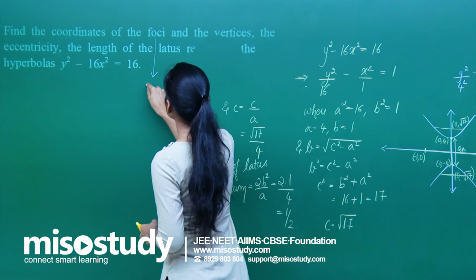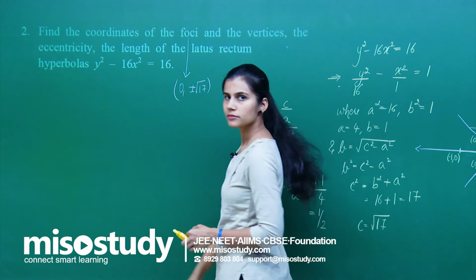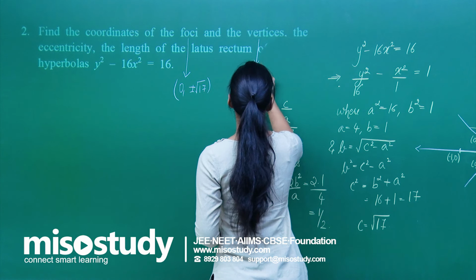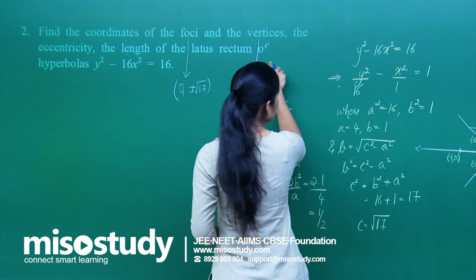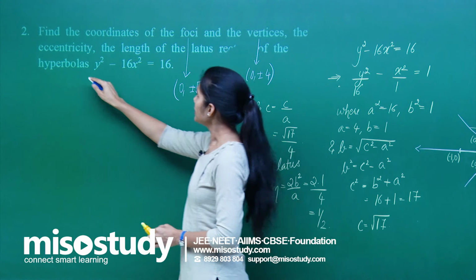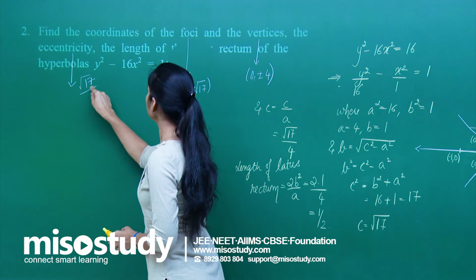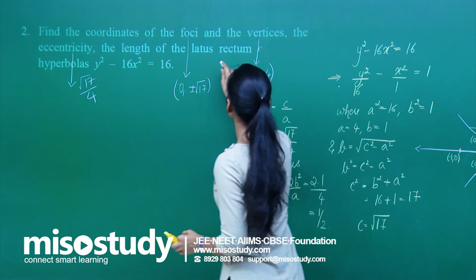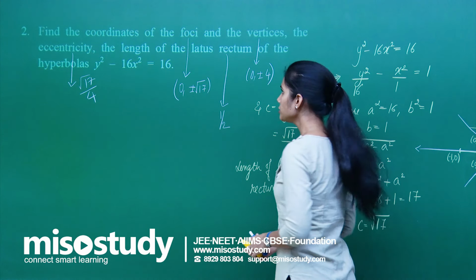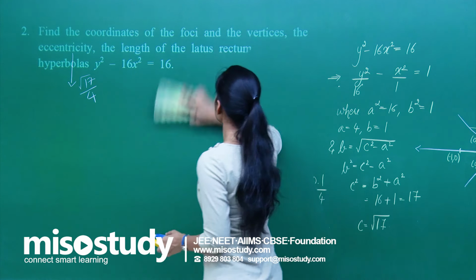Coordinates of the foci are 0 comma plus minus root 17, because the focus is lying along the y-axis. Vertices have coordinates 0 comma plus minus 4. Vertices are also lying along the y-axis. Eccentricity is coming out to be root 17 by 4. Length of the latus rectum is coming out to be 1 by 2. Is it understood? After computation of all these values, let's move to the next question.